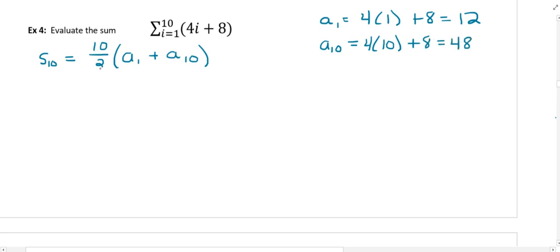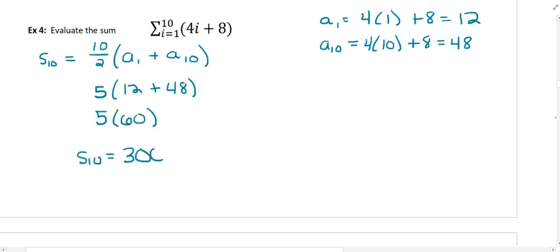So now I can do this. 10 divided by 2 is going to be 5 times 12 plus 48, which is 60. So 5 times 60, I believe, is 300. So the sum of our first 10 numbers is 300. And that's a shortcut, going through it without finding each number and then adding them. So you want to use that summation formula. Another formula to memorize.